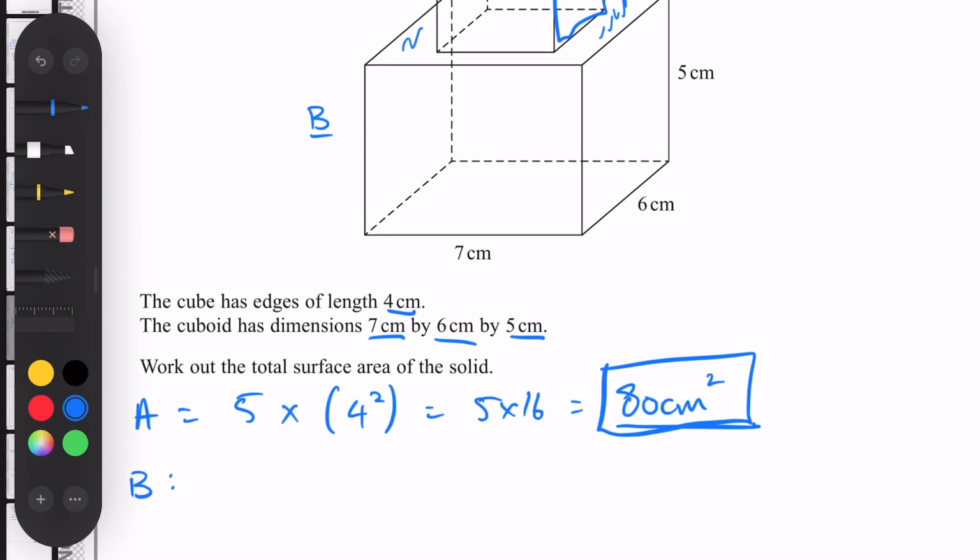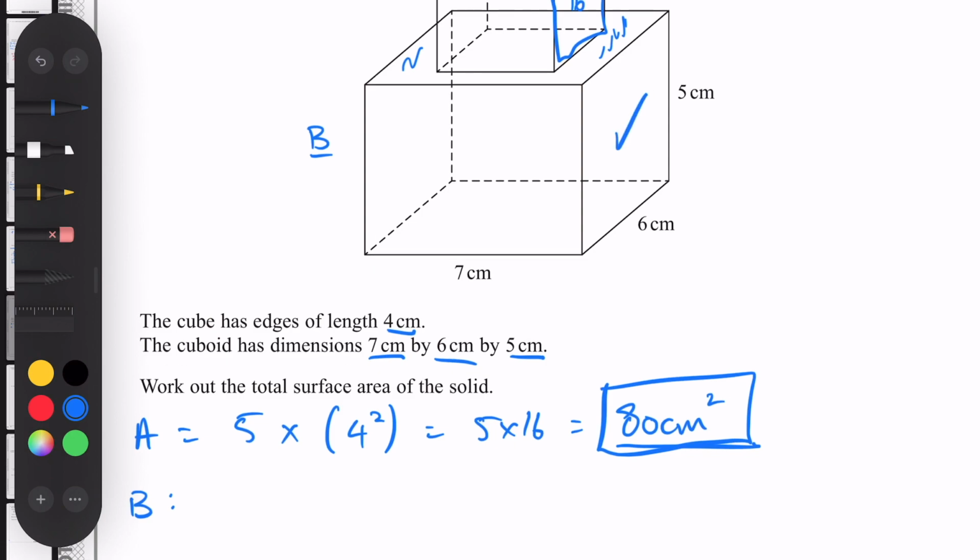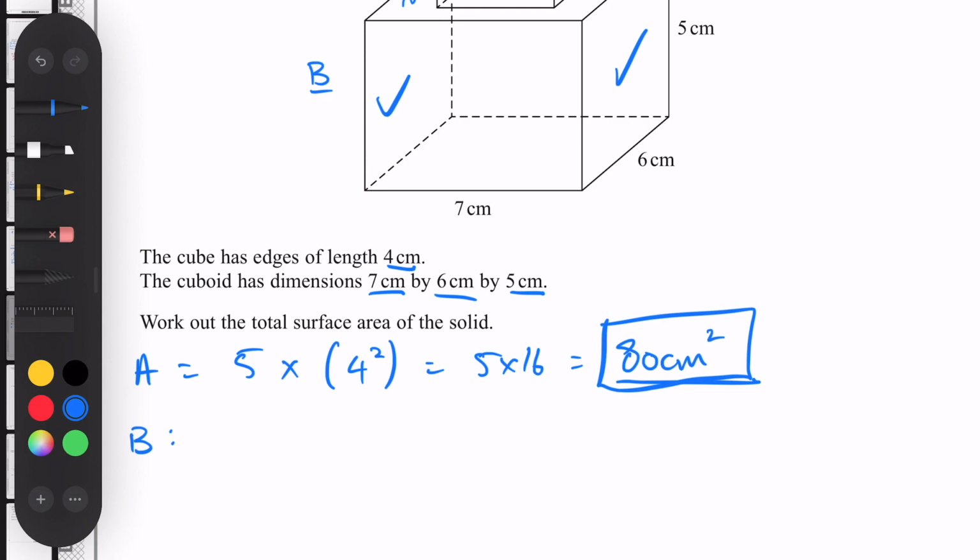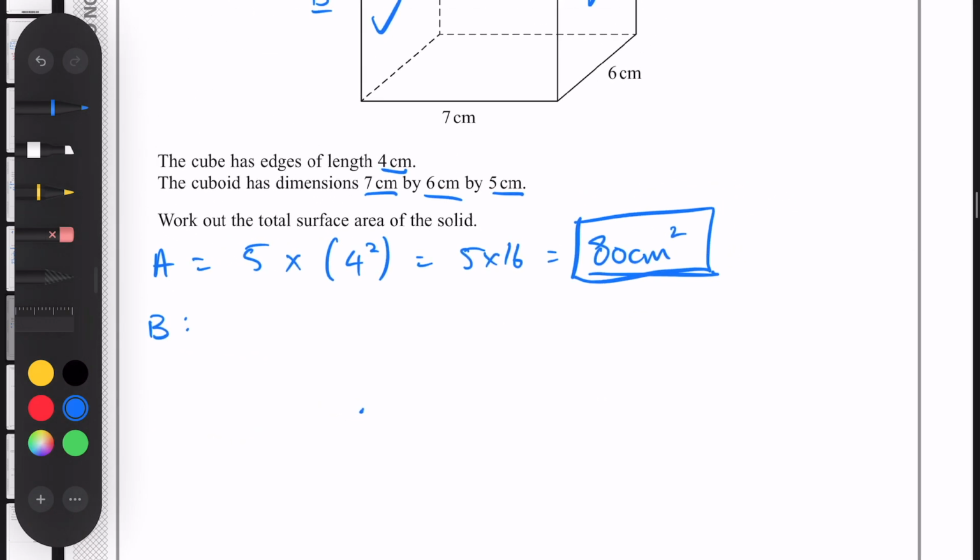Right, B is going to have a left side and a right side, which are identical. So it will be 5 times 6, 5 times 6, which is 30. That's one of the sides, and then 30 times 2 will give you 60 centimetres squared, and then that's going to be the left and right combined.